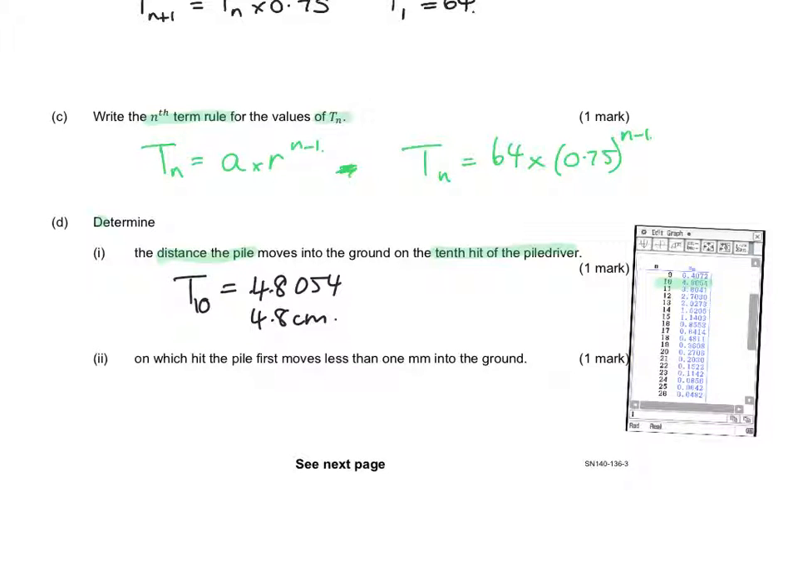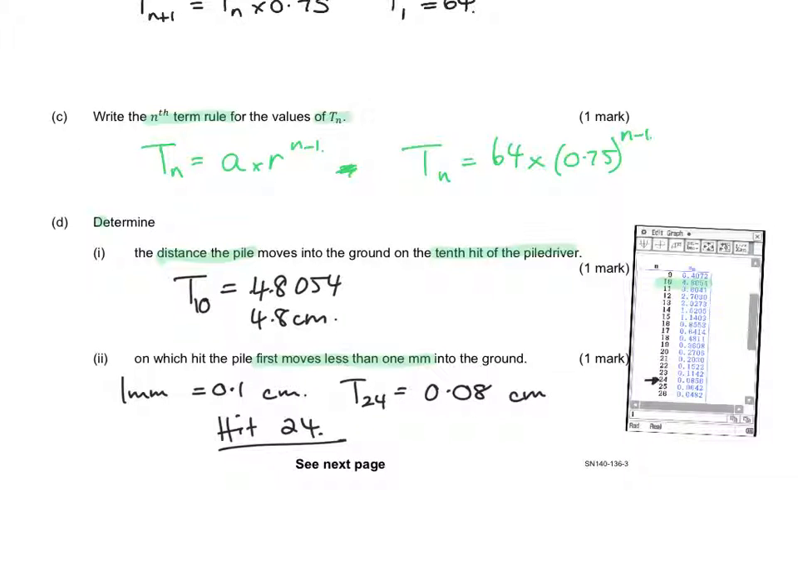I then need to work out the first move less than 1 millimetre into the ground. So 1 millimetre is 0.1 centimetre. Again, if I have a look here, I can see that T24 equals 0.08 centimetres. So hit 24 is the one where it moves less than a millimetre.